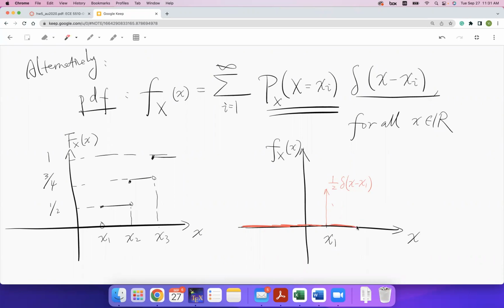Now, when we reach x2, we have another instant jump, and the gap of the jump is 3/4 minus 1/2, which is 1/4. So this jump is 1/4. So here we will have another impulse to represent this derivative. It is scaled by the jump 1/4, and then we place the impulse centered at x2.